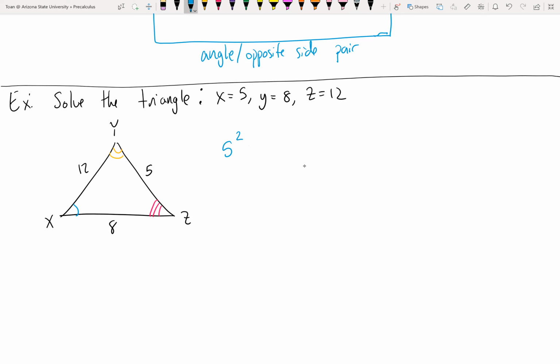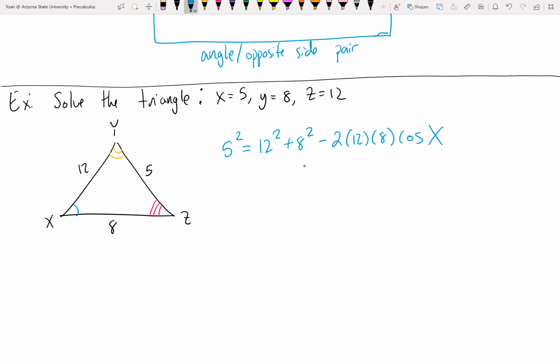We have 5 squared equals, now the moment I declared that 5 is by itself, I'm not going to say y's and z's, I'm going to say the other sides. So 5 squared equals the other sides squared minus 2 times the other sides times cosine of the angle I'm interested in. In this case, it's angle x. That's it. Then the rest is just algebra.